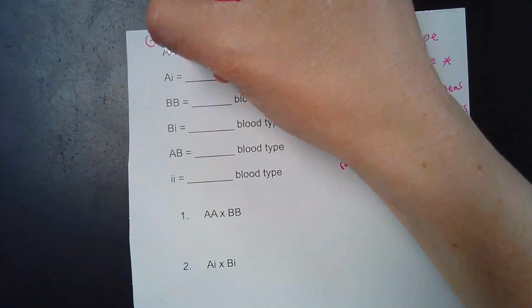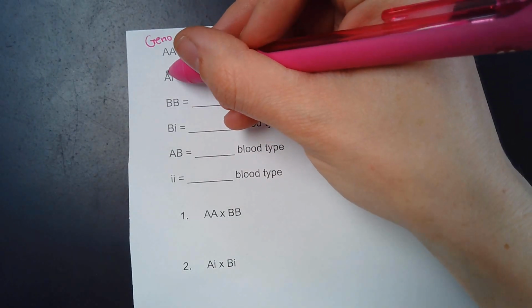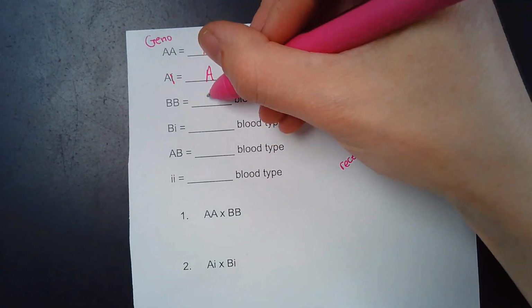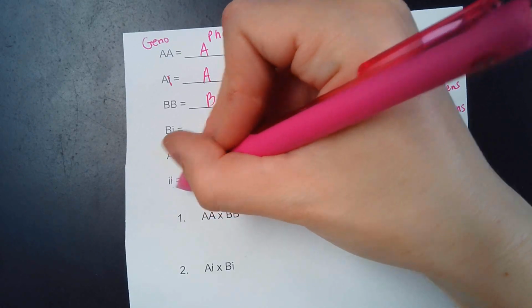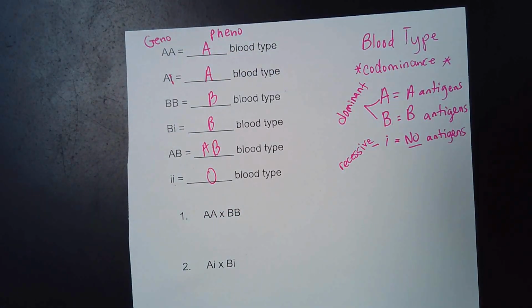So if they have this genotype, they'll have A blood type. If they have this genotype, the A covers the I and they have A blood type. This would be B, B, A, B. And if you have two recessive, there's no A or B being expressed, so they will have O blood type.